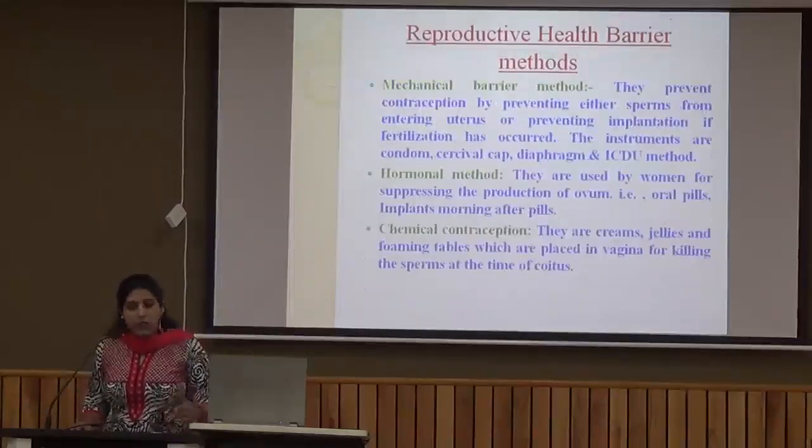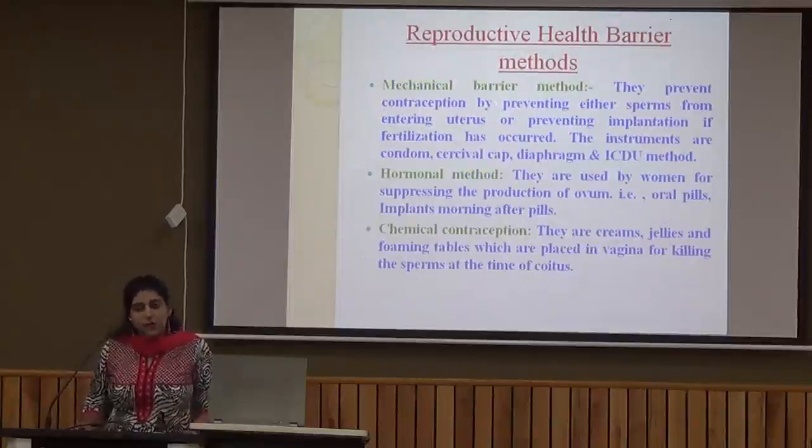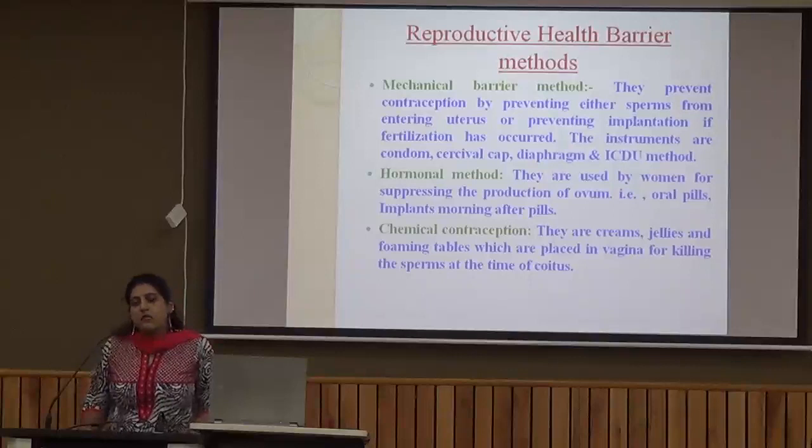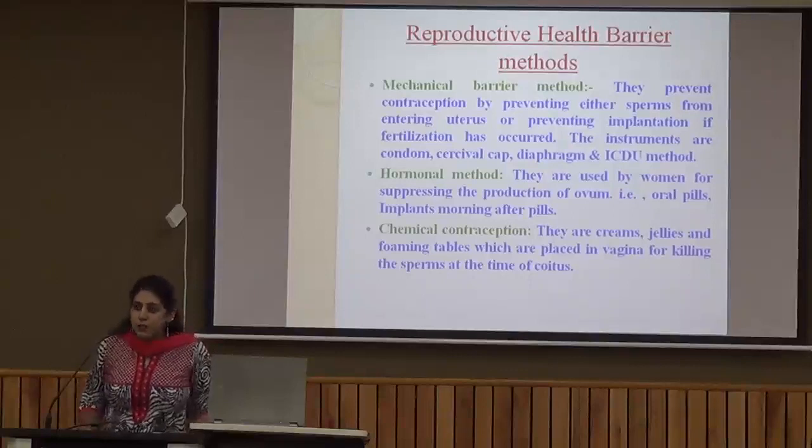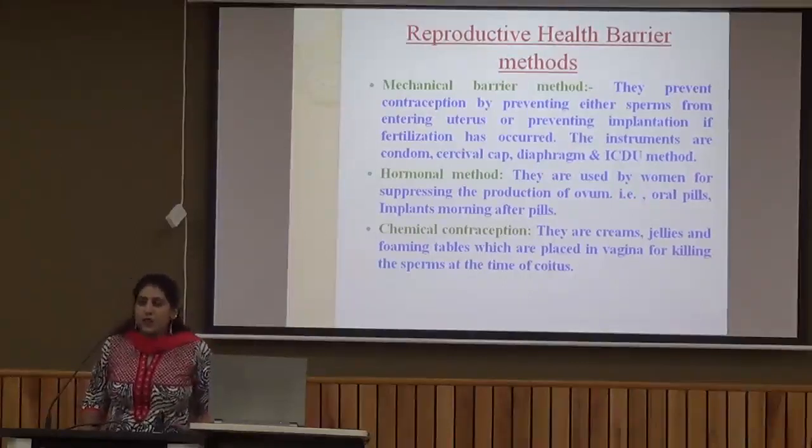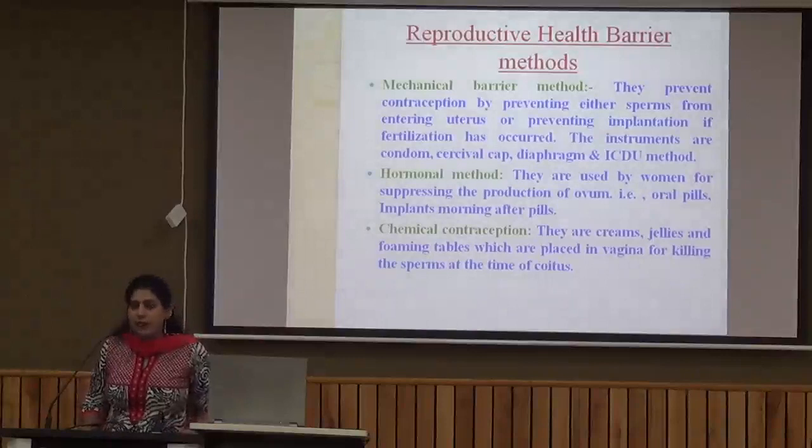Now, let me tell you about another method we call IUCD, that is, intrauterine contraceptive device. For example, copper T. The copper T is inserted into the female uterus with the help of a gynecologist or a trained doctor. It prevents the egg from reaching the fallopian tube, or it kills the egg once it reaches the fallopian tube, to avoid pregnancy.